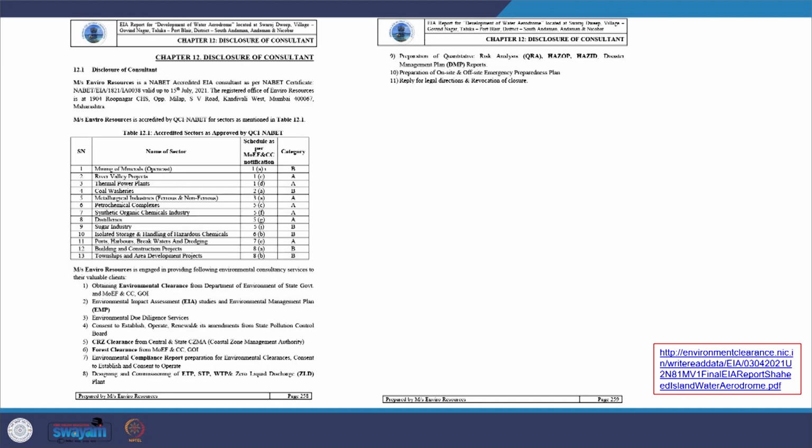So now we see the last part of the report, which deals with the disclosure of the consultant. So you see what all things are disclosed by the consultant. So you see that Enviro Resources is the NABET accredited EIA consultant, and what are the areas in which they are accredited sector wise for this. So you can see all the domains which they have worked on, from 1 to 13 areas, and what kind of things they are engaged in providing environmental consultancy.